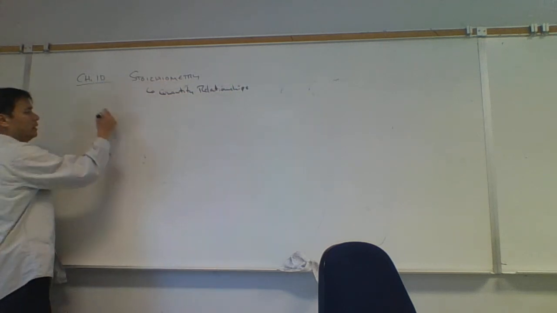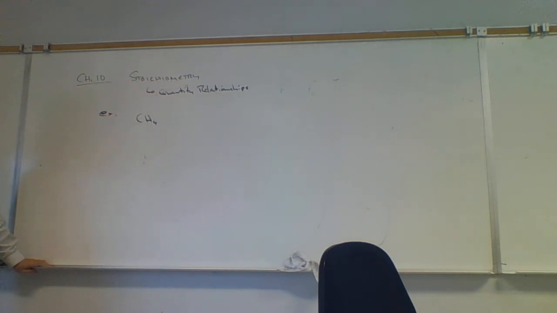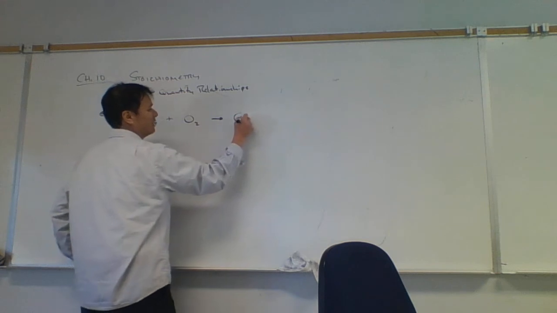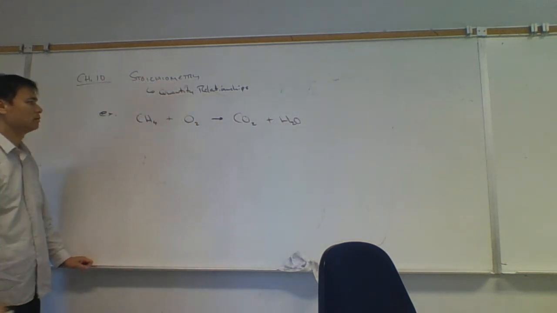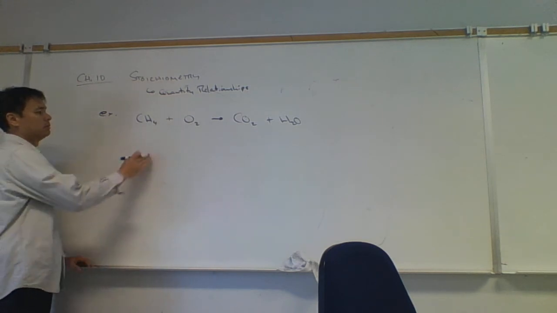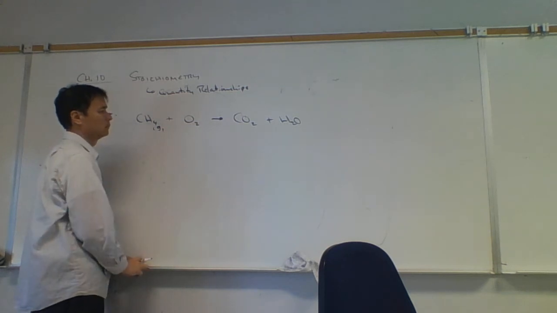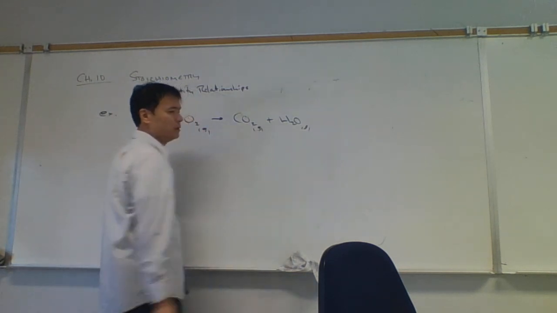If we look at methane combustion, so we combust methane. When we combust it, what does it react with? Oxygen. And what does it form? Water. And then we just need to balance it. So methane is a gas. O2 is also a gas. CO2 is a gas. H2O is a liquid. This is a redox reaction.